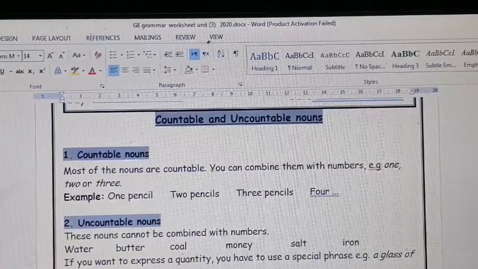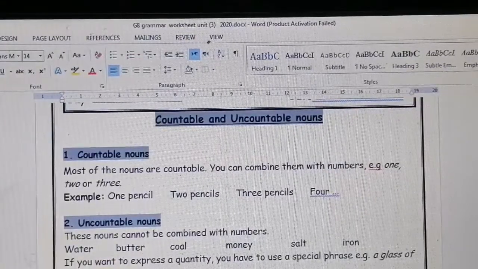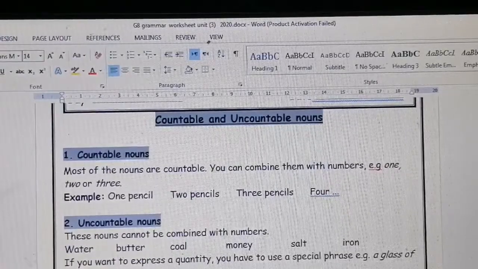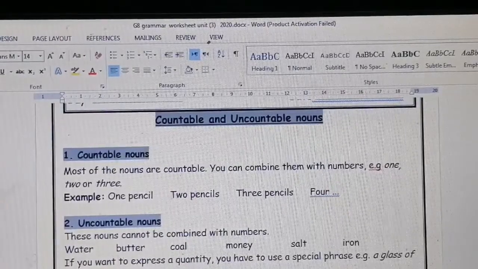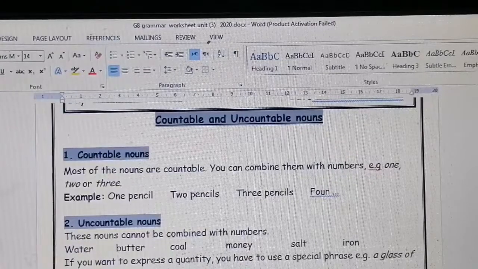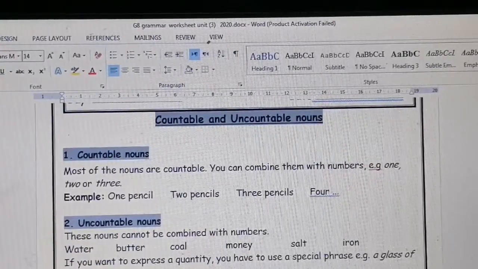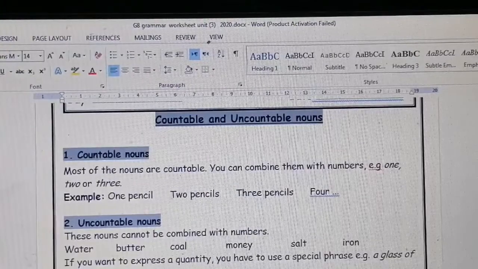Countable nouns: most of the nouns are countable. What do you mean by countable? We can count them. And from the beginning, we are dealing only with nouns, okay? You can combine them with numbers, for example 1, 2, or 3. Example: 1 pencil, 2 pencils, 3 pencils, 4, etc.